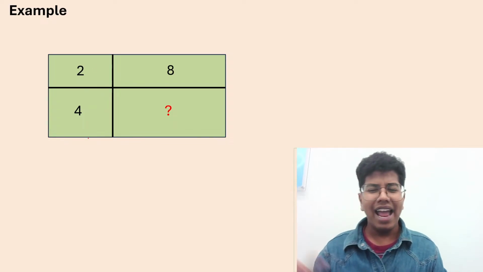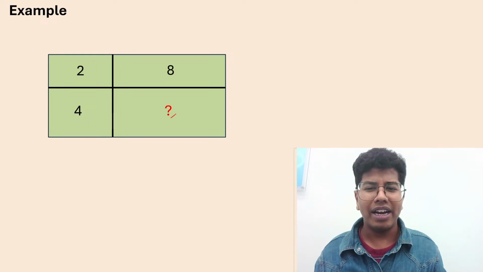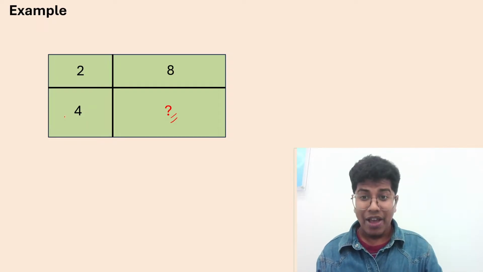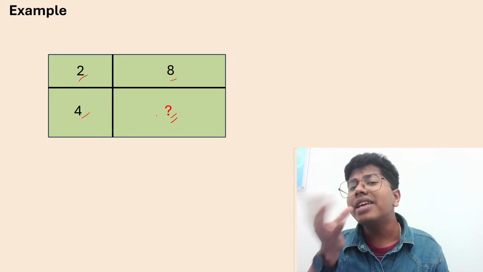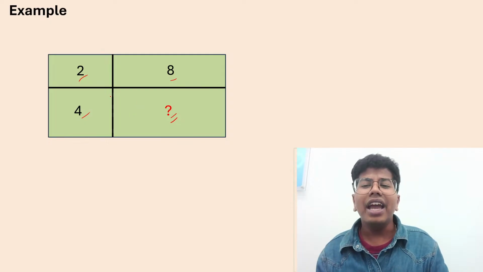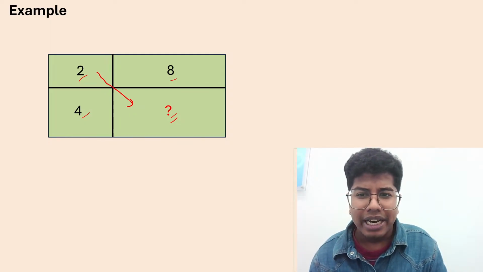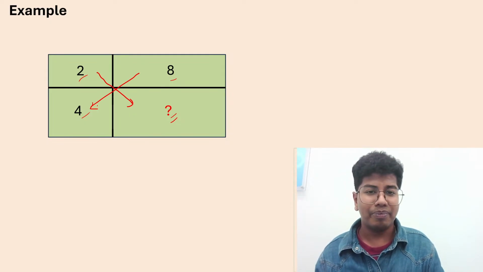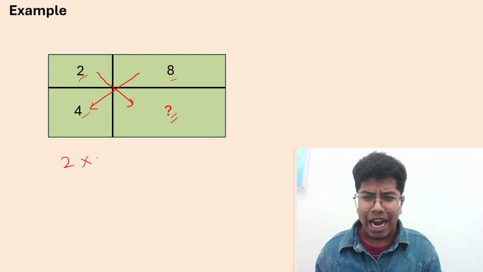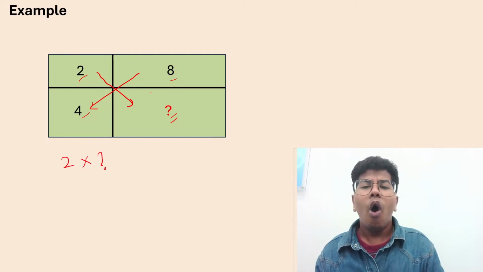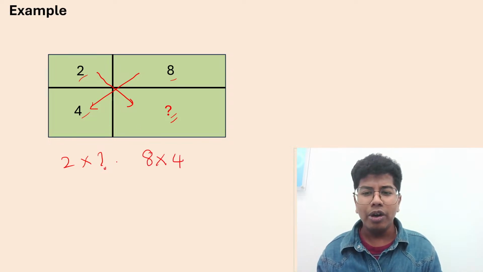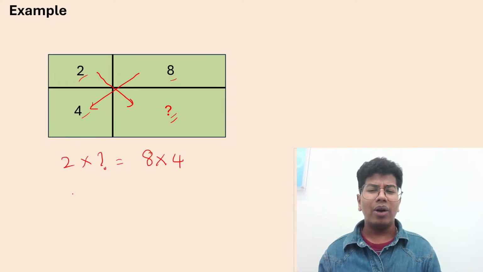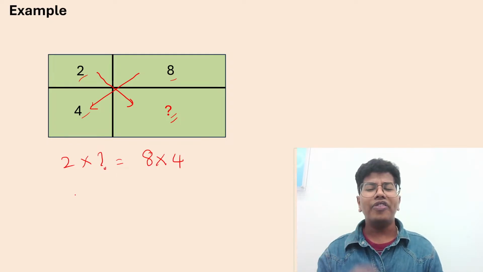Here I have 4 rectangles. I have to find out the area of this rectangle. Let's say this is 2, this is 4, this is 8, and this is question mark. As we just said, in the Thien model, when we multiply the opposite ones, the area remains the same. So when 2 is multiplied with question mark, it should be the same as 8 times 4. How do we find out the question mark?